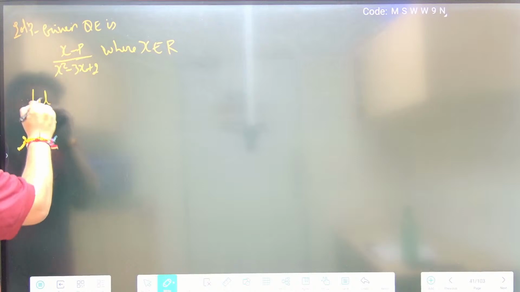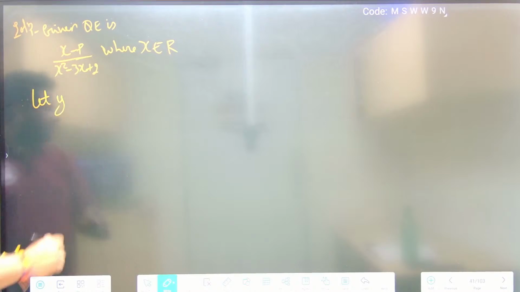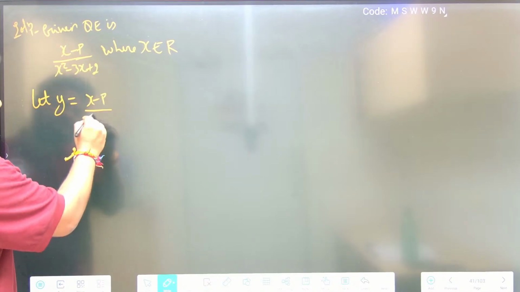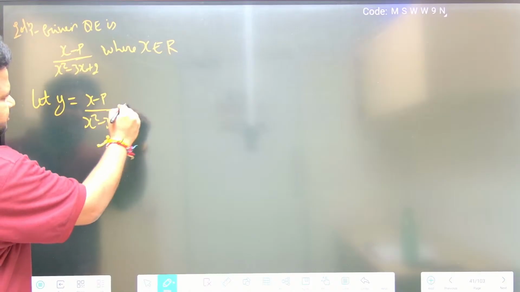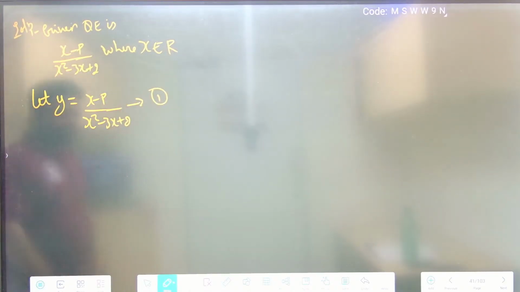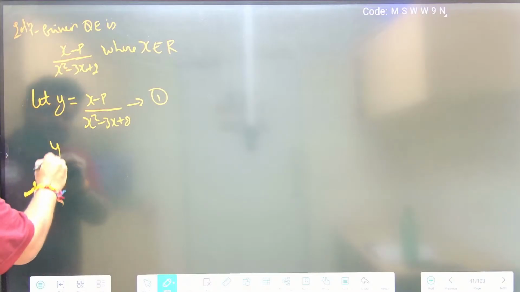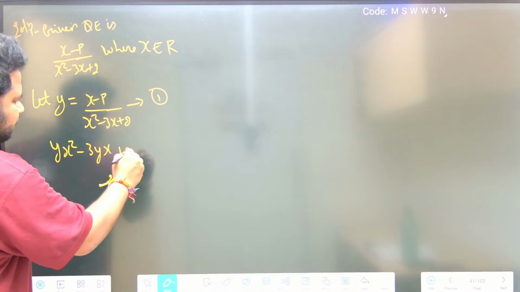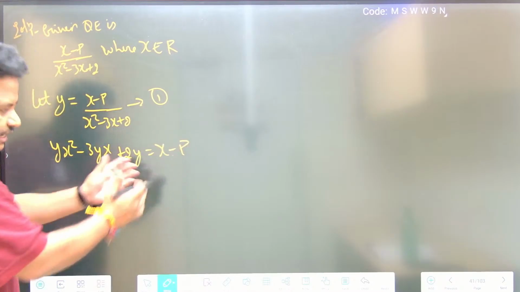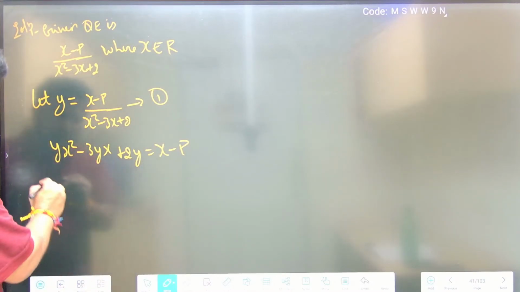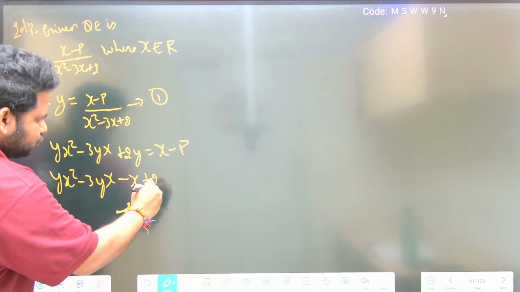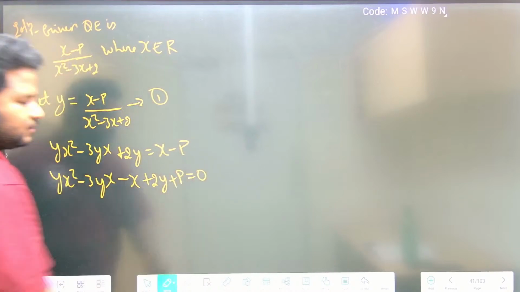Now, same as the previous question, for a quadratic expression we should always take y equal to (x minus p) by (x square minus 3x plus 2). Let us take this as equation 1. Now we will cross multiply: yx square minus 3yx plus 2y is equal to x minus p. Let me bring x minus p to the LHS: yx square minus 3yx minus x plus 2y plus p is equal to 0.